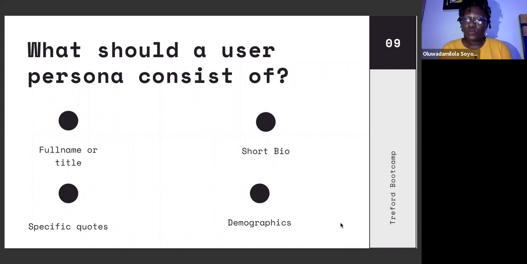Before you conclude on a title or on a name, ensure you consider the message you want to send to your audience. Another thing you have on a user persona is a short bio. Just something that states who the person is. What does he or she do? A short bio of the person.